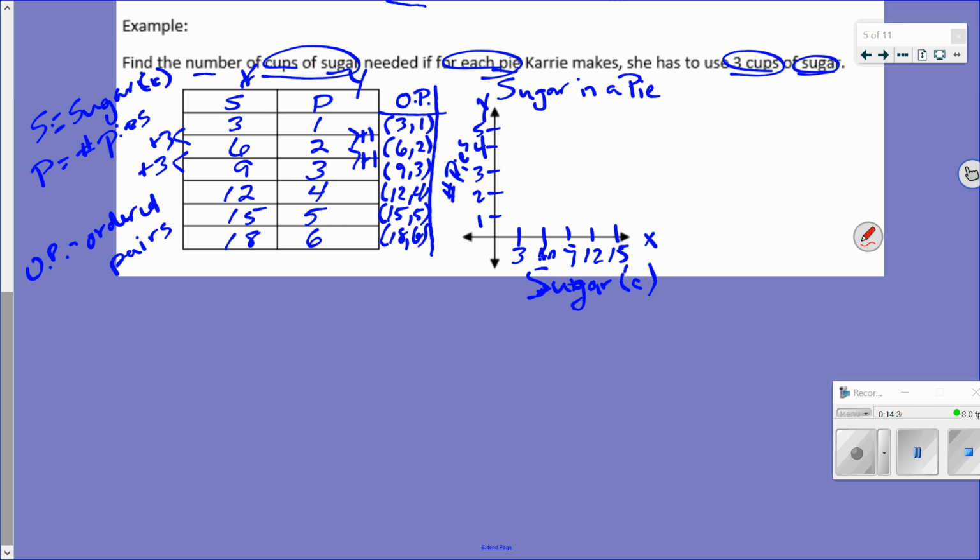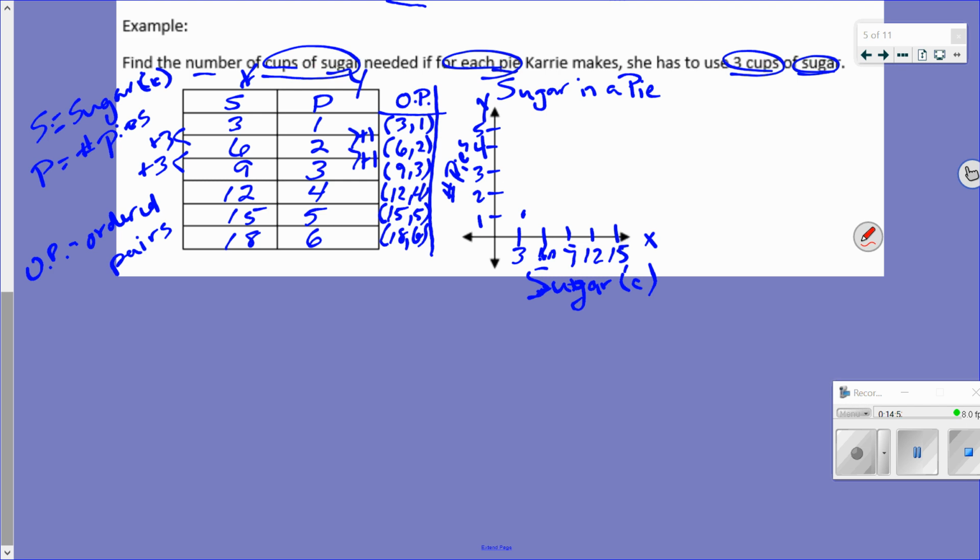Then I read my ordered pair. In this case, it's 3, 1. So that means from the origin, I'm going to go right 3 because it's positive. Then I'm going to go up 1 because it's positive. Right now, all we're going to deal with is positives to make it easier for you. We'll get to negatives later in the year.